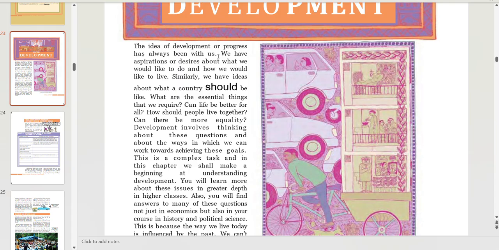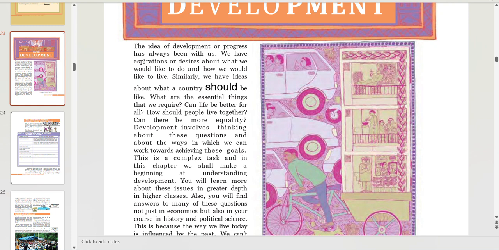So the idea of development or progress has always been with us. That means development is not a new concept for us, right? Since ancient times, human beings have always wanted to improve their lives and move towards a better future. If we look at ancient times, the early humans, they have always tried to improve their lives and wanted to move towards a better future. From discovering fire to using modern technology, every achievement reflects the desire for progress. So development is a continuous process of improvement in human life, right?